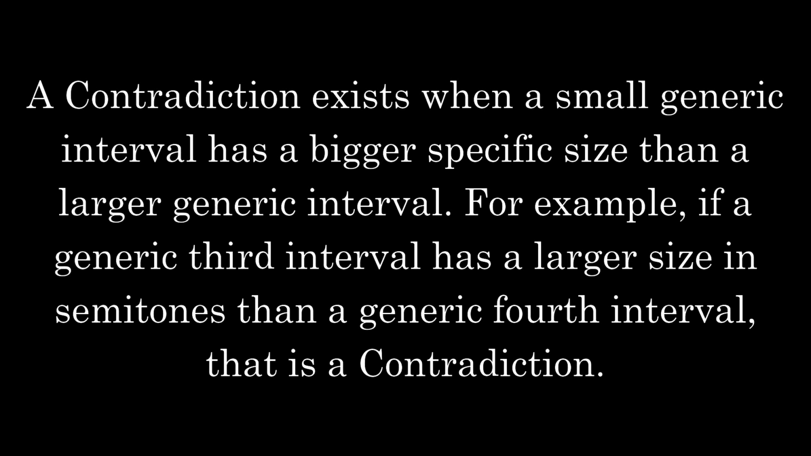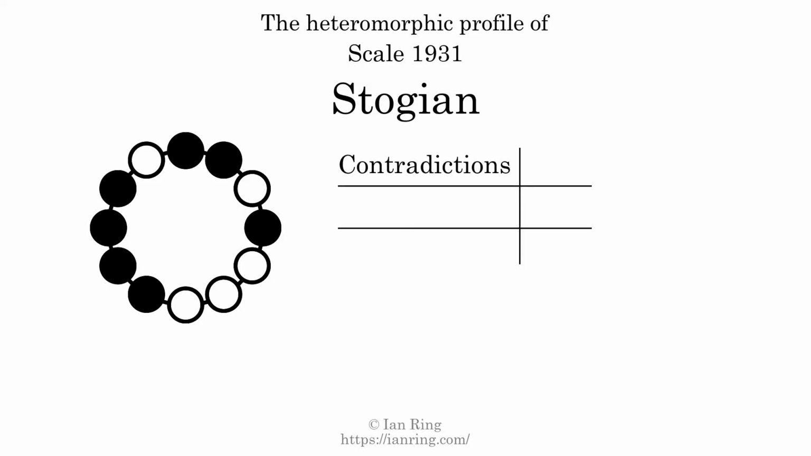A contradiction exists when a small generic interval has a bigger specific size than a larger generic interval. For example, if a generic third interval has a larger size in semitones than a generic fourth interval, that is a contradiction. The number of contradictions in this scale is 38.